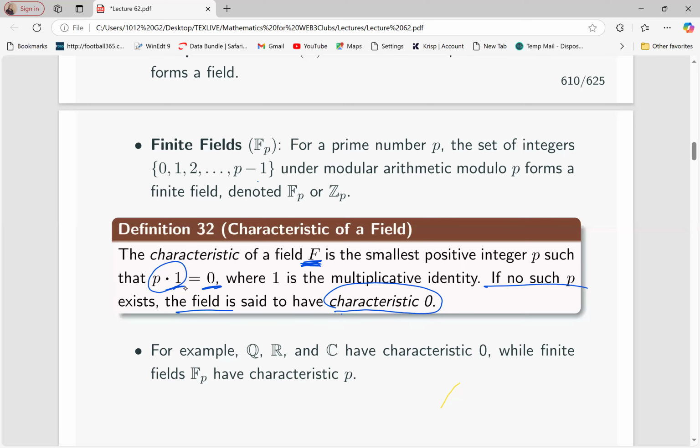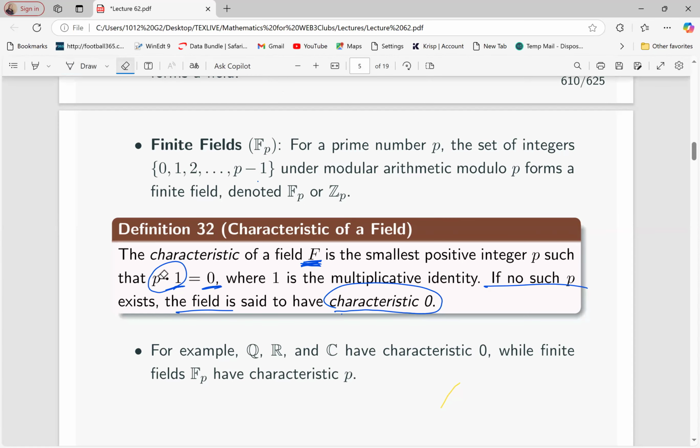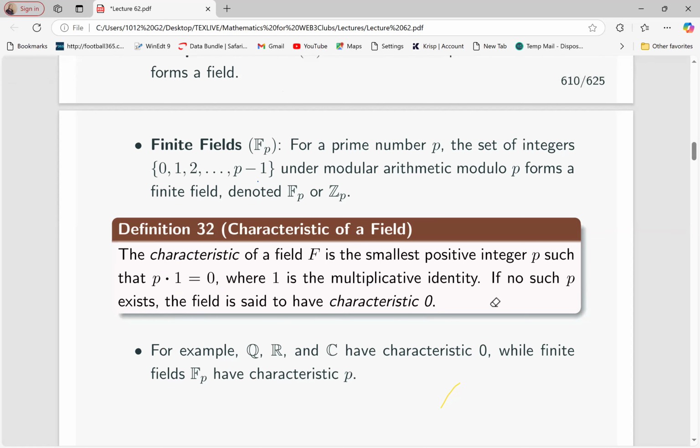It's very important, the definition that we've given, and we will see how to find the characteristic of a field. If you go through the elements of that field, can you obtain an element which, when multiplied by 1, gives you 0? That element becomes the characteristic. And if that element is not there, then the characteristic of that field becomes 0.